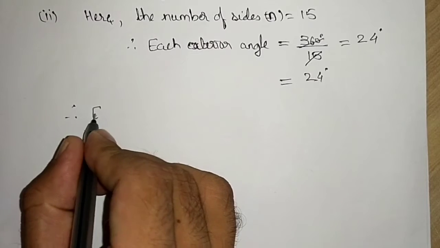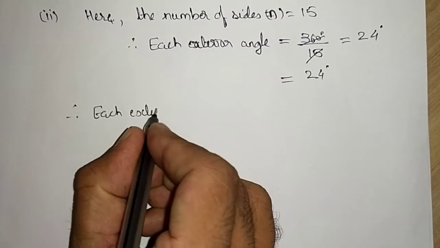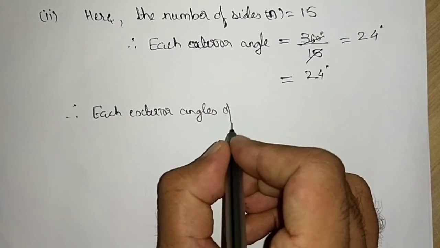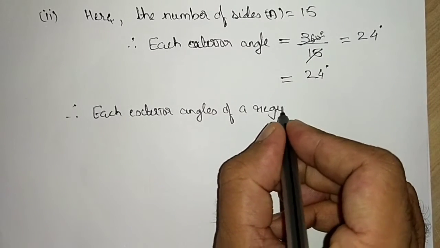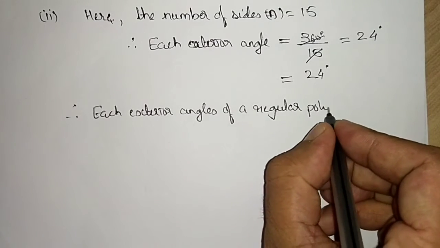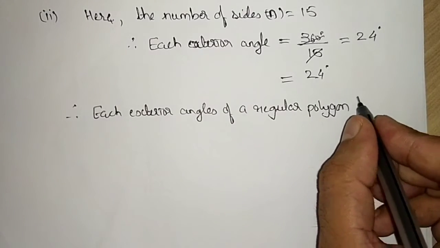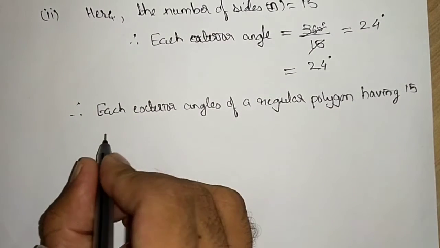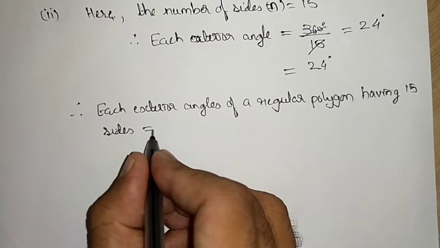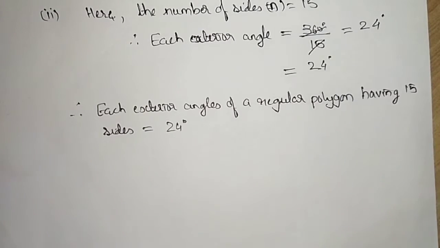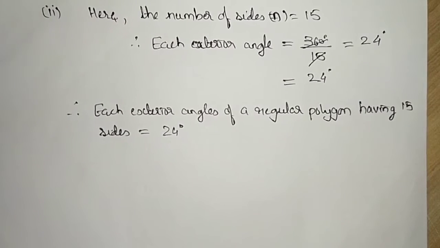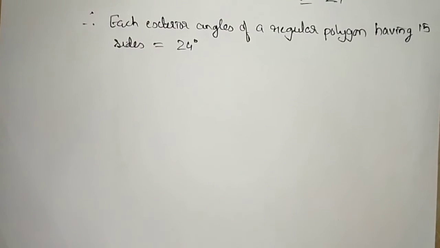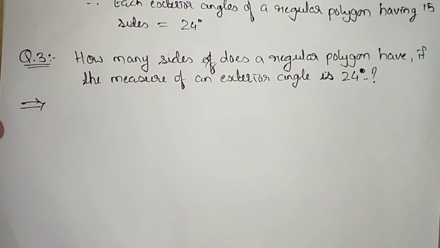Therefore each exterior angles of a regular polygon having 15 sides is equal to 24. Now question number 3, but let me first write down the question. So I have written the question.